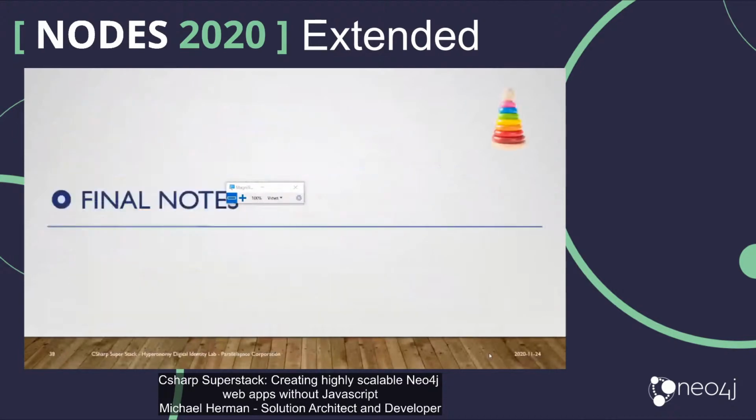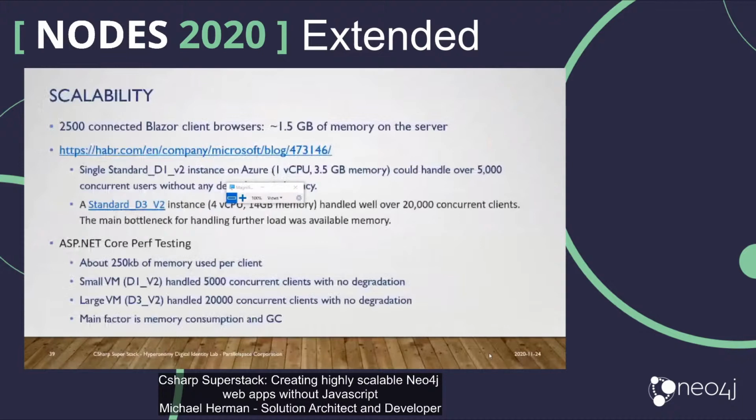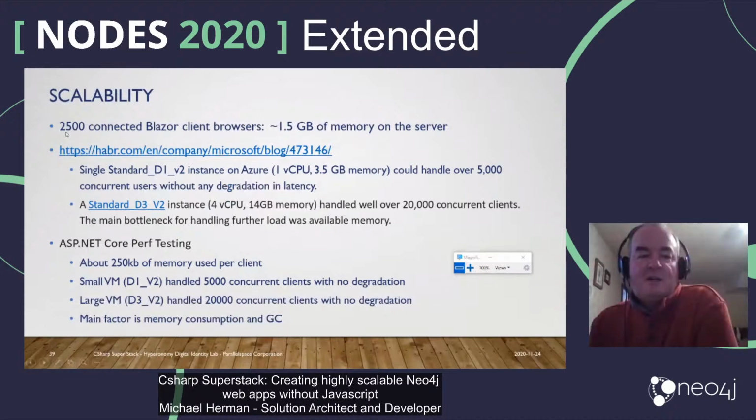Yeah, so just some final notes. Scalability is always a big discussion or question. Kind of a rule of thumb is you could support 2,500 connected BLAZOR clients. This is a BLAZOR server client browsers. And you'd need about 1.5 gigabytes of memory.